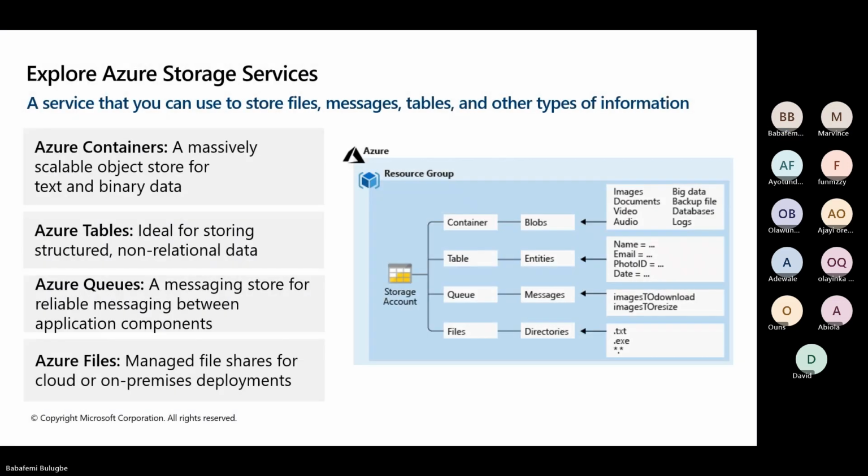So here, these are the different storage services that we have in Azure. Like I was saying the other time, we have the blob, the table, the queue, and the file. The blob stores unstructured data, and the unstructured data includes images, text messages, videos. So we use the blob storage to store those kinds of data. So Azure Container, like you can see here, is a scalable object that stores text and binary data.